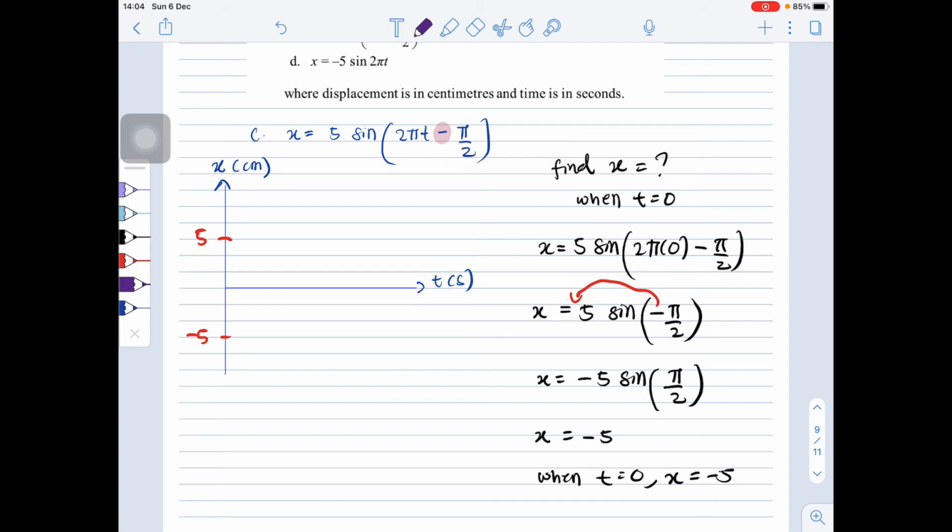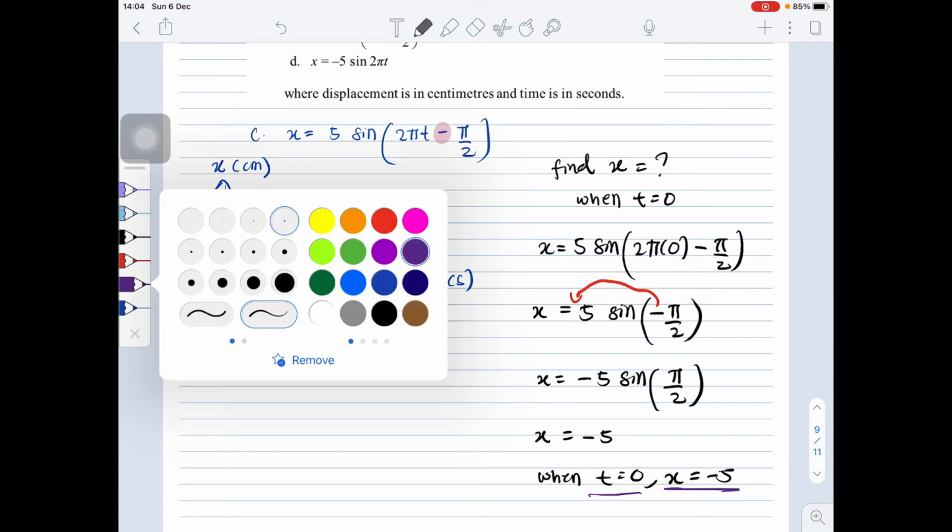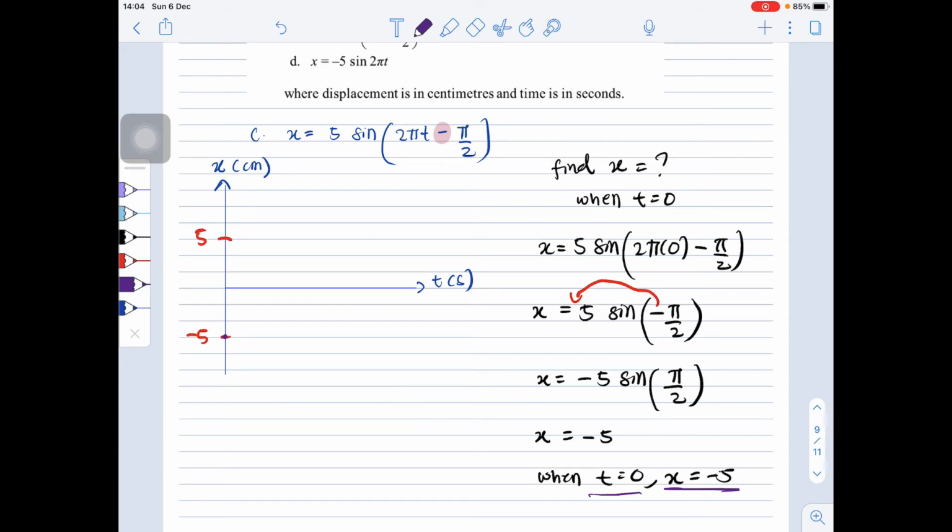So now, okay, kita punya graph akan start dengan negative 5 apabila t sama dengan 0. So t sama dengan 0 dekat sini. Okay, and negative 5. So we start here lah. Okay, kita akan start dekat sini. Okay, and then we go up sampai maximum. Then turun semula untuk buat one complete cycle. So here will be the value of period, which is sama juga since the value of omega is 2 pi. So you get here will be 1 second, here will be 1/2 second.